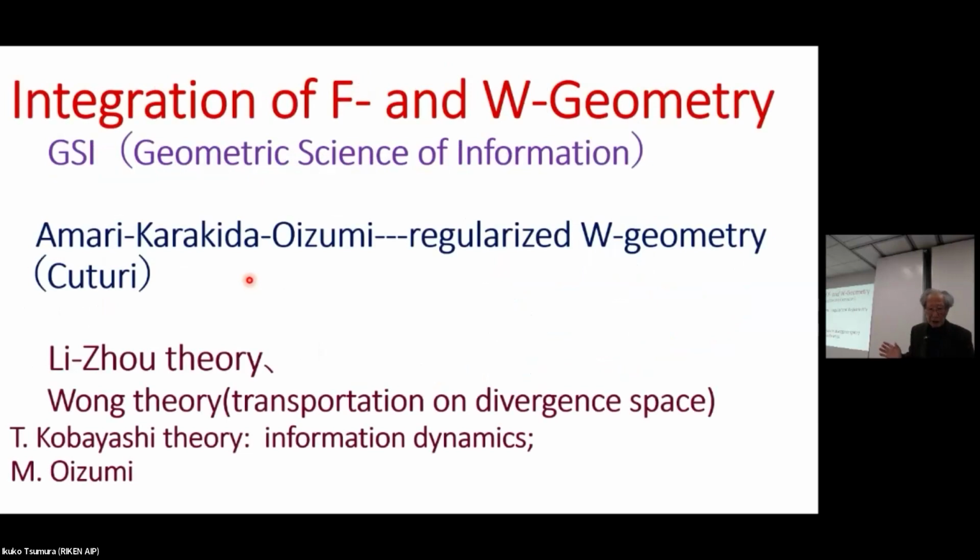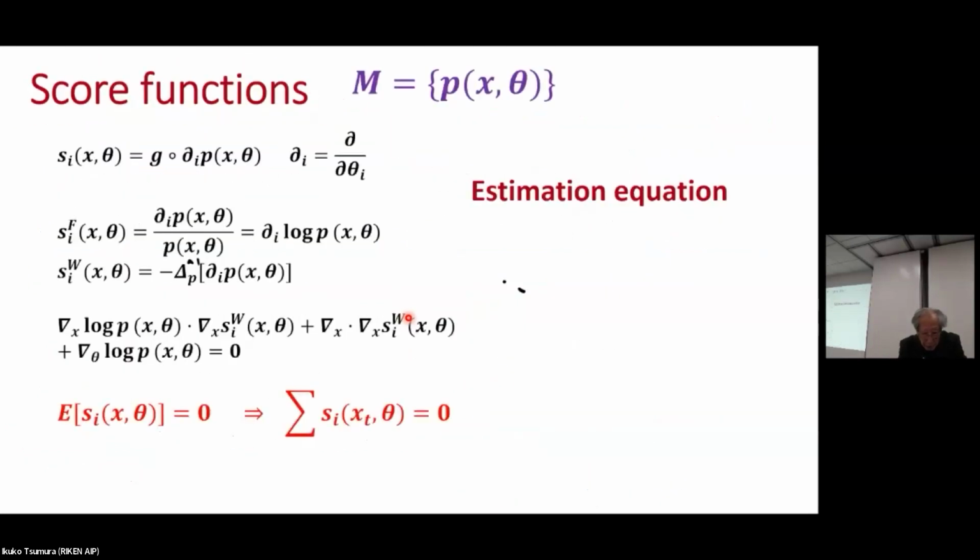Okay, and we wanted to integrate the F geometry and the W geometry. However, it's not so easy, but yes, the Couture theory motivated us to do that by introducing an entropy linearization. And we have done that a little bit. And recently, Professor Lee proposed a nice theory, unifying F geometry and the W geometry. So he used the score function to integrate both frameworks.